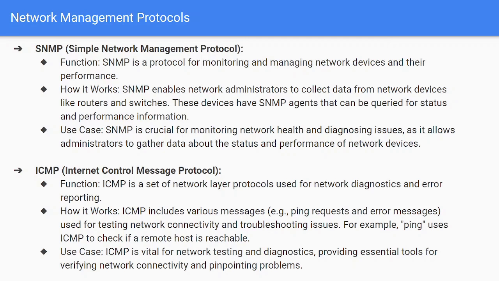So we have ICMP. ICMP is known as Internet Control Message Protocol. ICMP is a set of network layer protocols used for network diagnosis and errors. So how does it work? ICMP includes various messages such as ping requests and error messages used for testing network connectivity and troubleshooting.